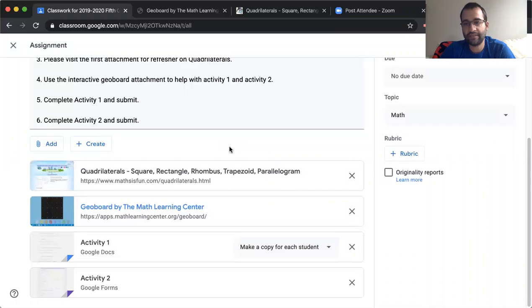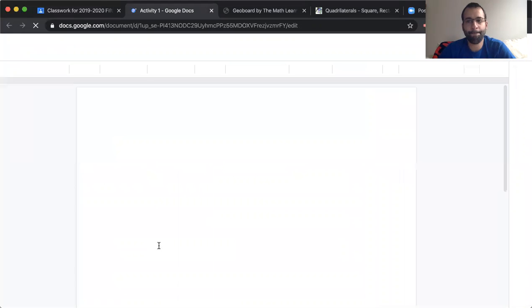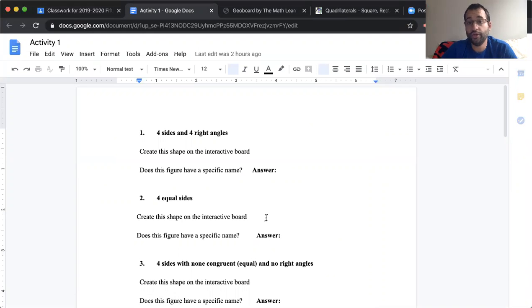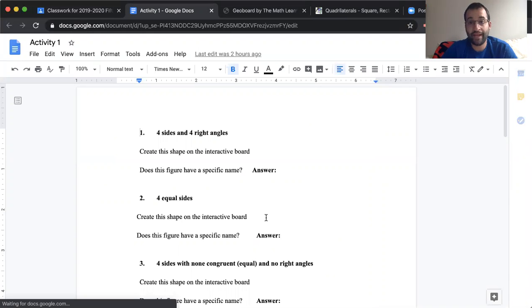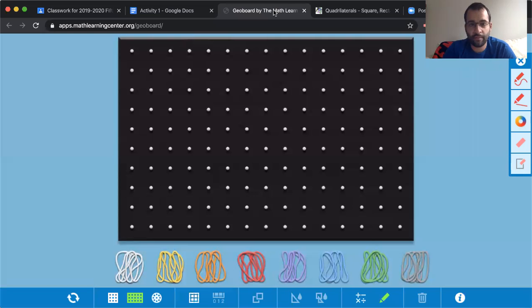Okay, so let's go to activity number 1. So you're going to see activity number 1 is a Google Doc. So that means that when you click on this, it is going to create a Google Doc in your account. So when you click on it, it's going to pop up, and it's got some questions that I want you to answer, and I want you to use your GeoBoard to help you answer. Now, you always can go back to this site right here to help you and looking at the different shapes and different things that it's asking you to do. But your GeoBoard right here is going to be the best fit.